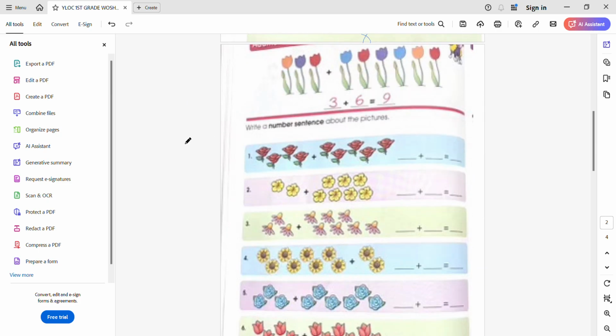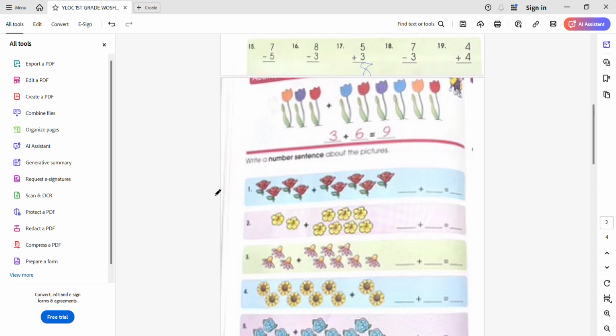We're writing a number sentence about the pictures. So we are going to count how many flowers are in here and then add it up and create a number sentence. So here we have 1, 2, 3, 4 flowers. So we have 4 over here, and then the plus goes to plus, and then we go 1, 2, 3, 4, 5. So 4 plus 5 equals, we can count again, 1, 2, 3, 4, and then 5, 6, 7, 8, 9. 4 plus 5 is 9.